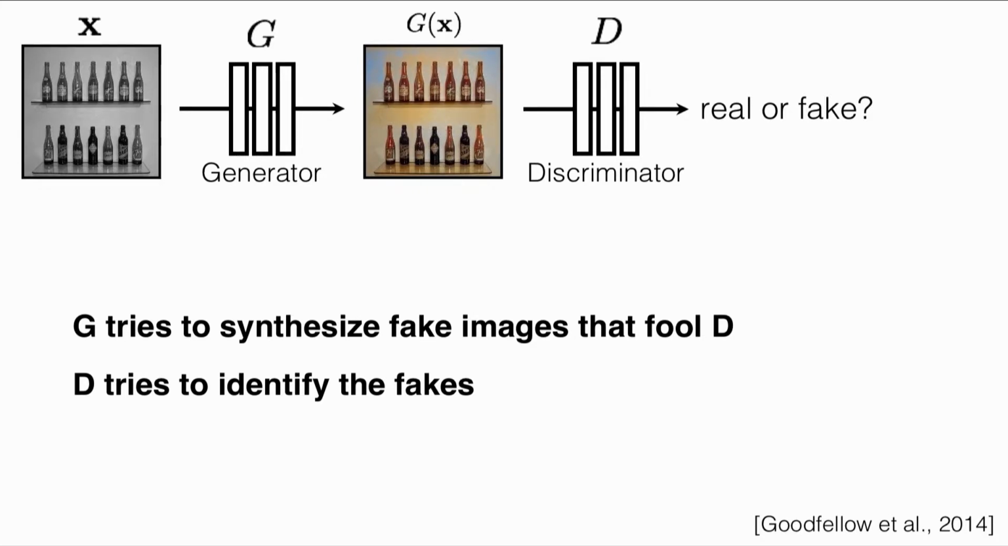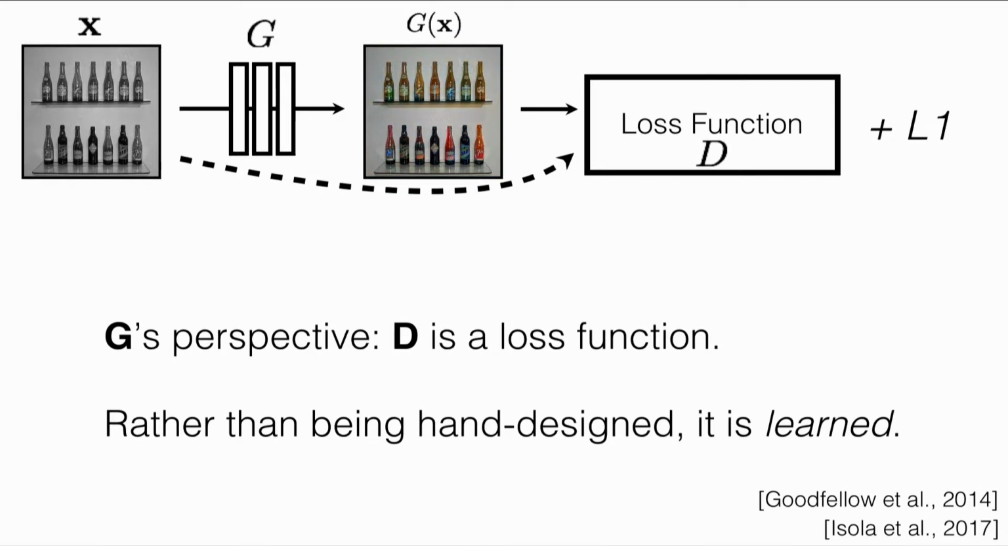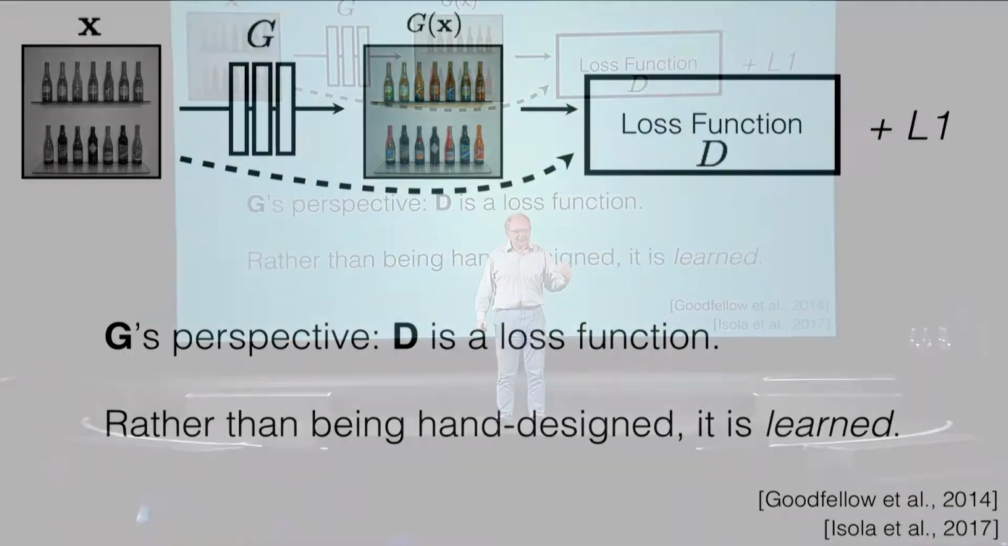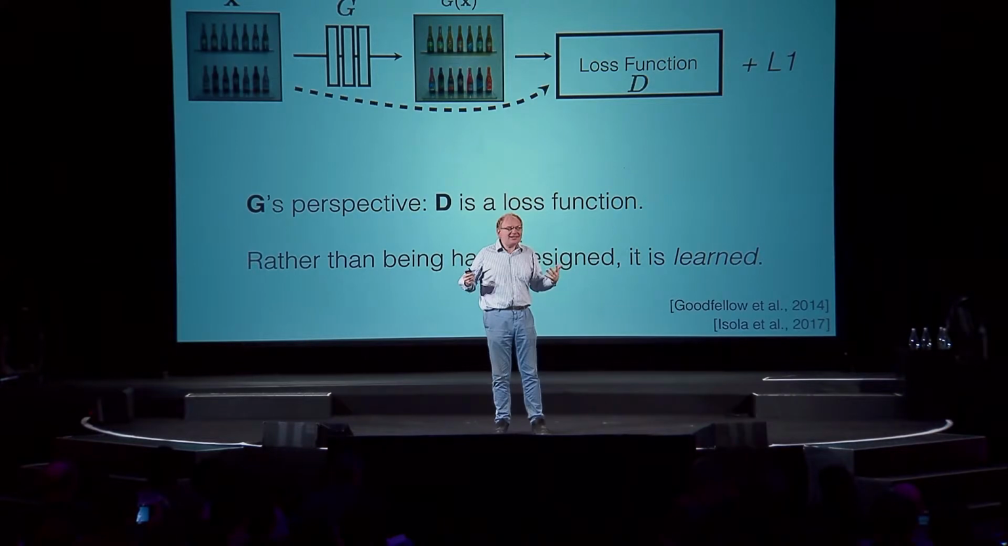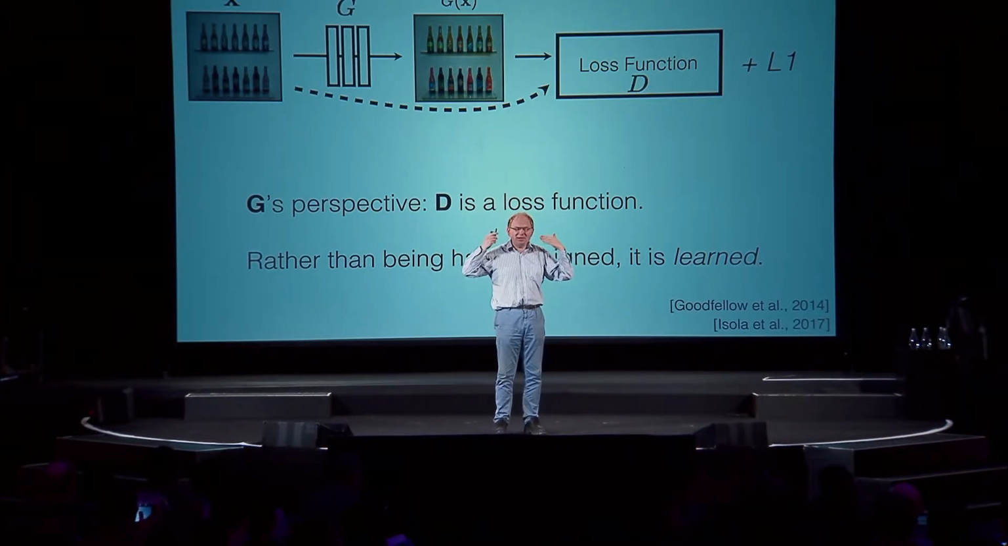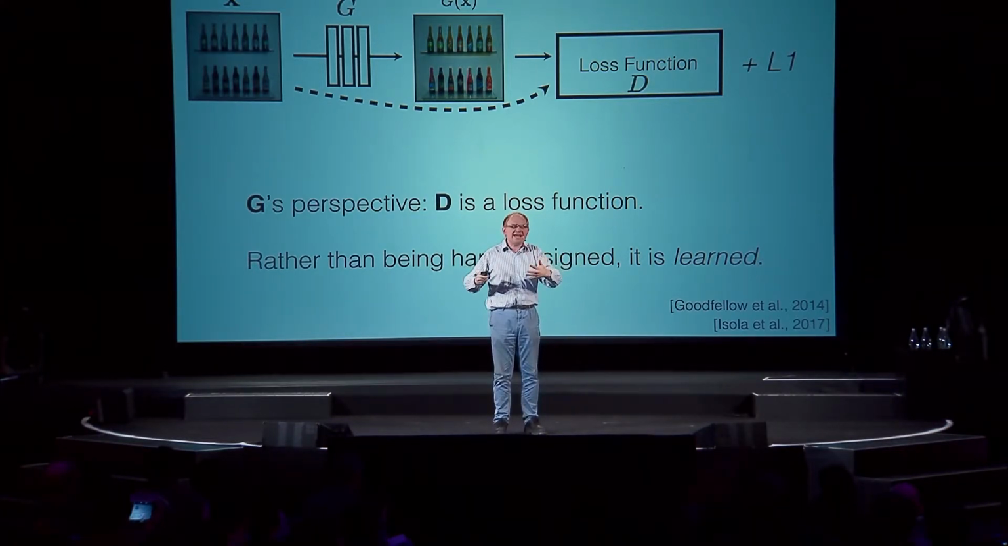Makes sense, right? One way that we like to think about it, which is a little bit different, is that in this conditional case, the discriminator is like a loss function. It's a learned loss function. From G's perspective, D is a loss function that tells you what you need to do to make it look real. And the nice thing is it's learned, it's trained, and for any task you just train a new one, and it will work well.